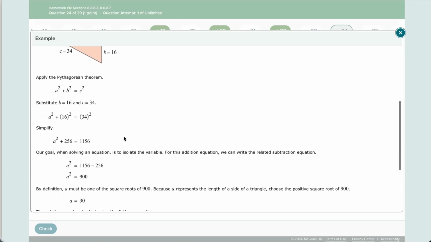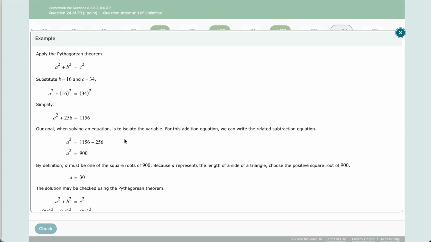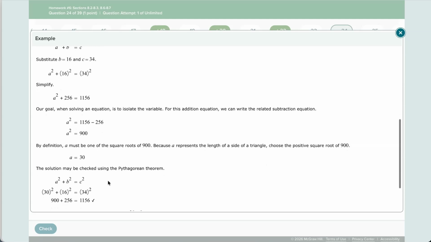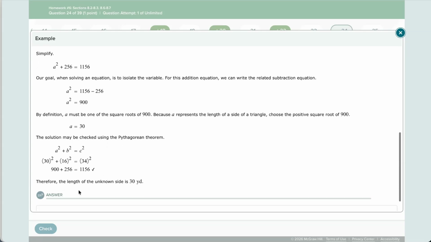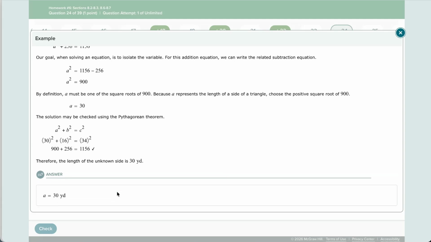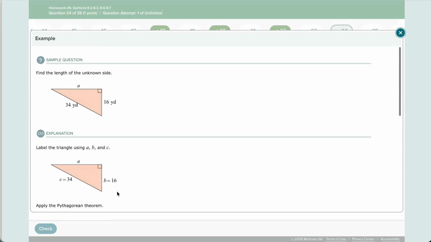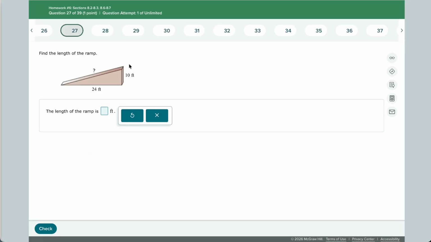But in order to figure out what the missing side is, I have to know that when I figure out whatever side I'm looking for, so for instance, this one is a squared, I must take the square root of both sides in order to figure out what that side length is, okay? And then here they show you, you can check it, okay? So just go through the examples, use the guided solutions in order to figure out those sides. And then here in 27, you have a real life application, but you do it the same exact way.